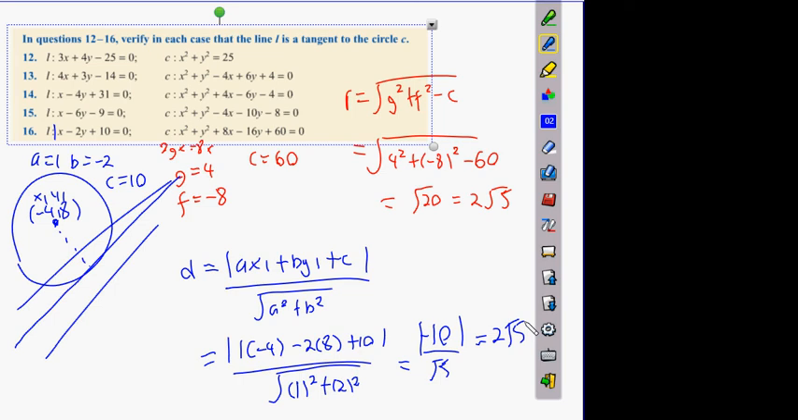Therefore, the distance of the line away from the centre is the same as the radius. Therefore, it has to be a tangent because it only hits once. So the closest distance to the line is the perpendicular distance away from that centre point, and that's equal to the radius. Okay, lads, one more off the road.